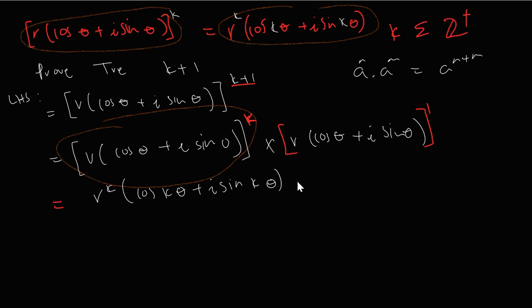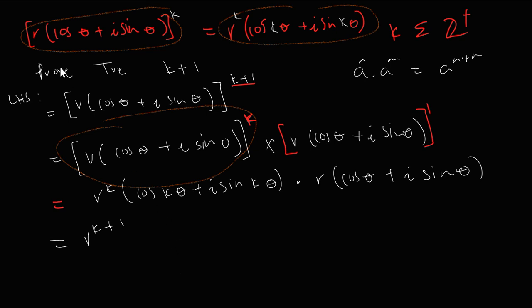And this side, what are we going to have? This is just 1 there, so 1 doesn't change anything. So it's going to be r, open cos theta plus i sin theta. These are the same bases, r and r. We could just get r to the k plus 1 again. We're looking at this law of exponent: if bases are the same, take one base and add the exponent.